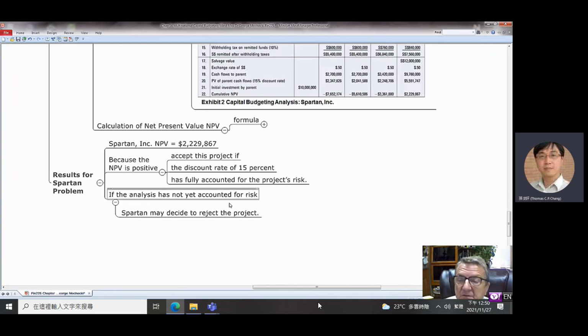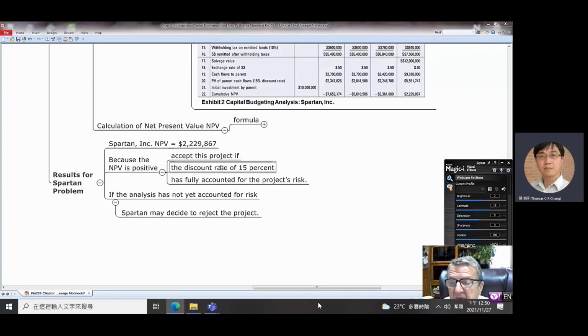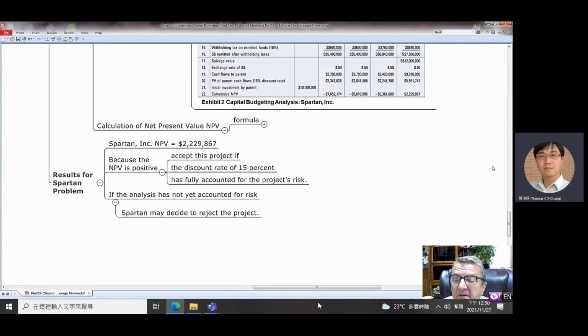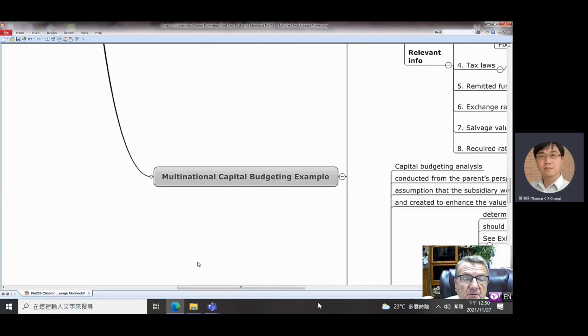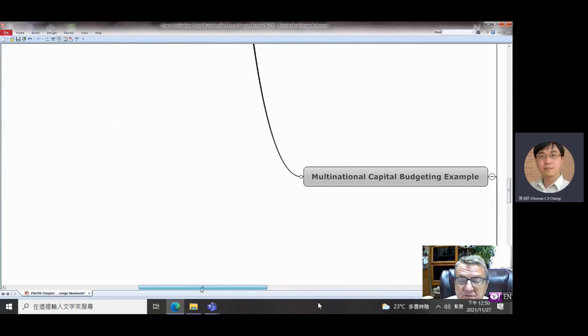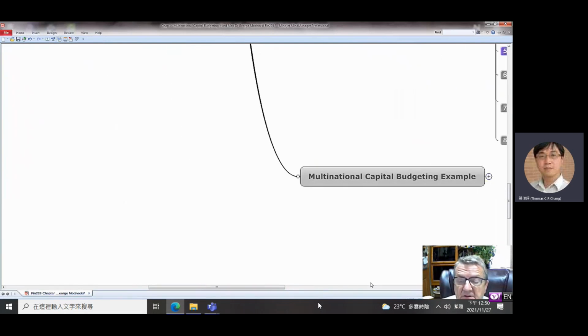All right, so where did I come out? I came up right in here. So Spartan may decide to reject the project, and that's perfectly well what they could do. And in this case, they're gone. Now remember, so you have that. So what's going to happen? Now we're going to go on. Let me move in here. We finished this one. Just close this off.